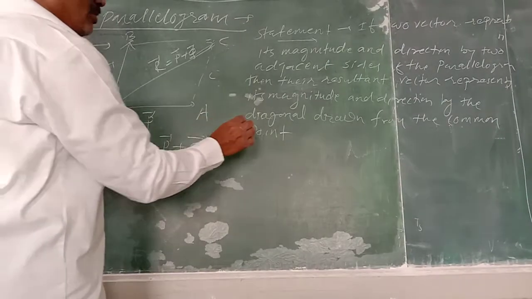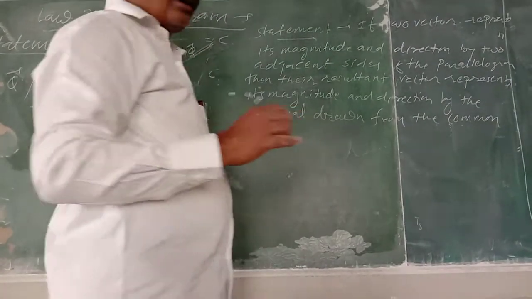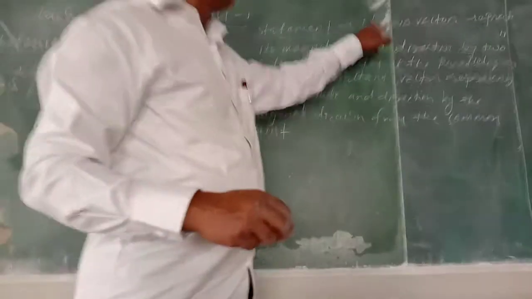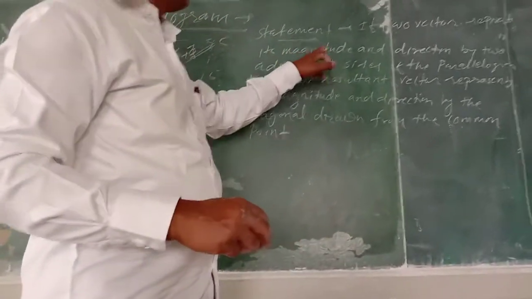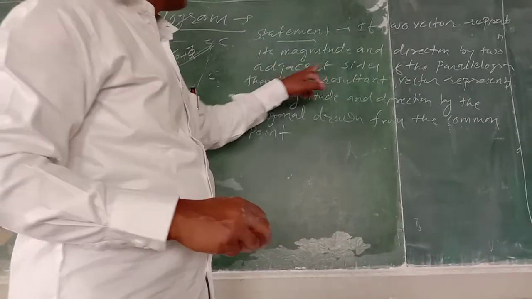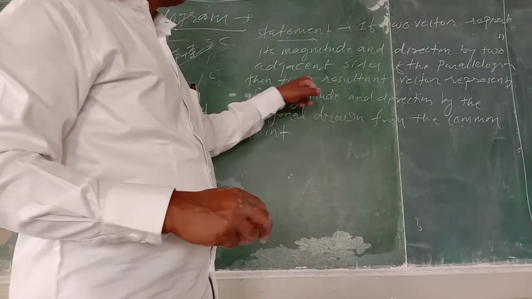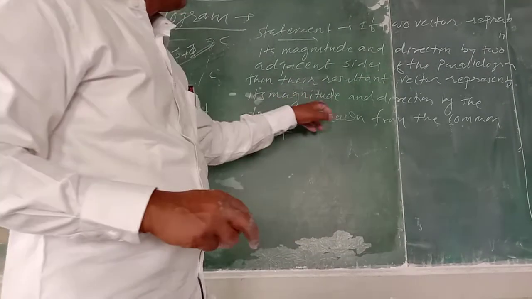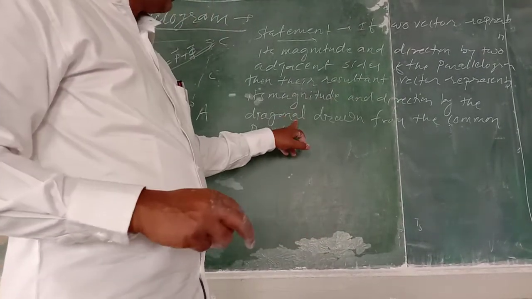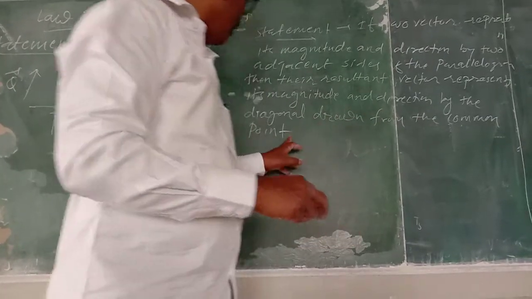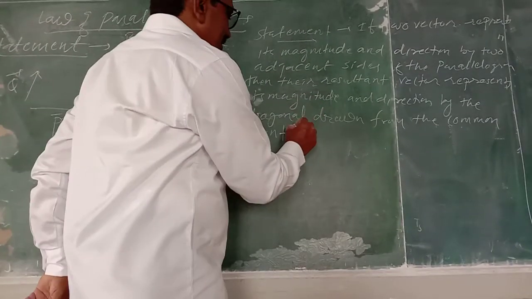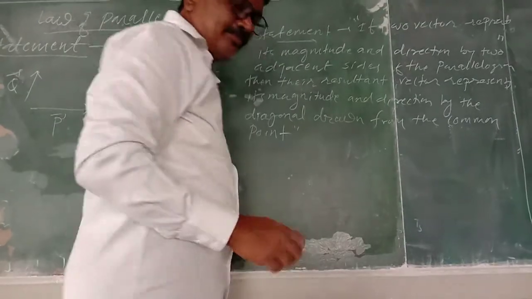This is the statement of this law, the parallelogram method. If two vectors represent their magnitude and directions by two adjacent sides of the parallelogram, then their resultant vector represents its magnitude and direction by the diagonal drawn from the common point. This is the statement of this law.